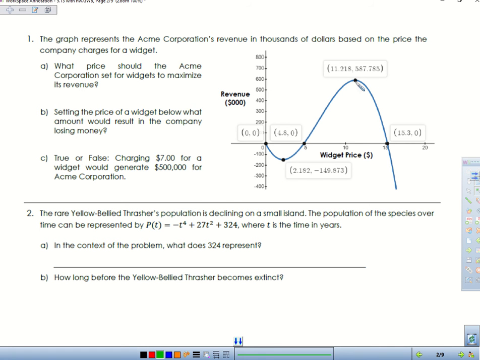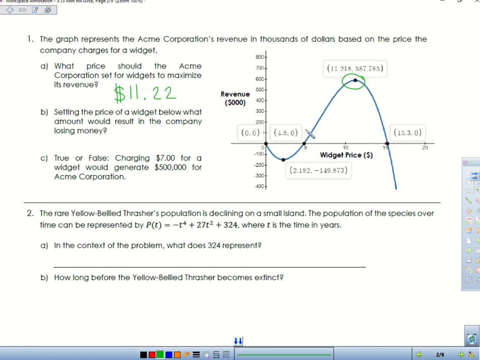So right here is where we reach our maximum revenue, right? Does everyone see why that point represents maximum revenue? So what is the price of the widget at that point? It's the x-coordinate of that point, which is 11.22, right, if we round it. Because when we do dollars, we always want 2 decimal places because that's how we do money. So if you charge $11.22 for the widget, that's going to maximize your revenue. Does everyone see how that applies?